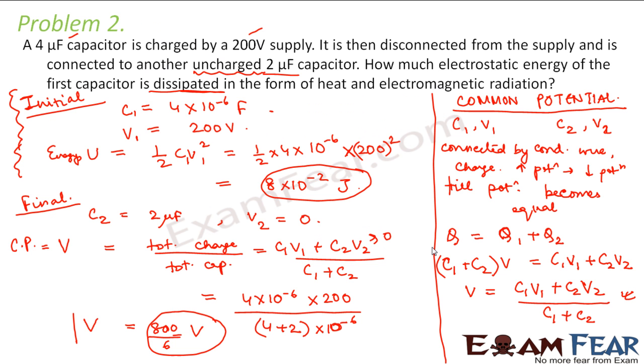Right? So meanwhile, you also understood the concept of common potential. So common potential comes into play when two capacitors are connected by a conducting wire. Then the charge starts flowing from higher potential to lower potential till the potential of the two capacitors become equal. And then the potential becomes equal to the total charge divided by the total capacitance of the system.